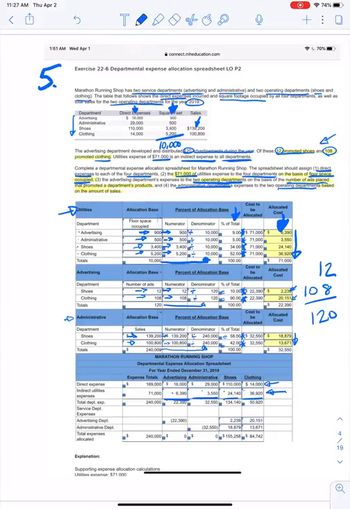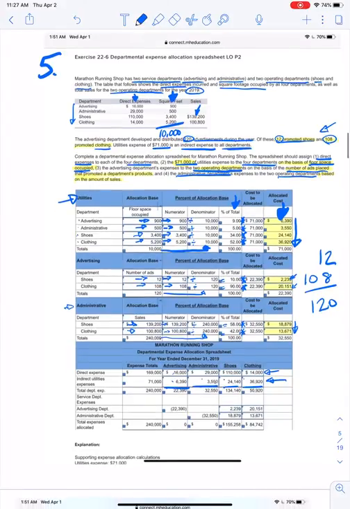So 14 plus 36, 110 plus 24, 29 plus 35, and 16 plus 63. Now, for the advertising department, if we look, we only allocated advertising across two departments, shoes and clothing. So there is only a number located in the shoe and clothing department columns.